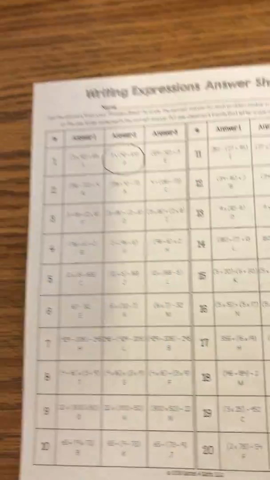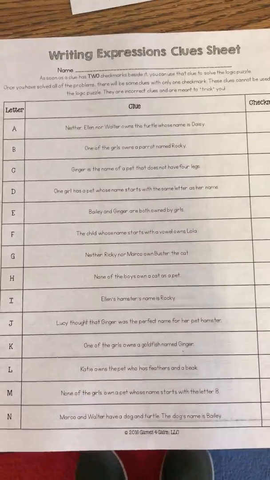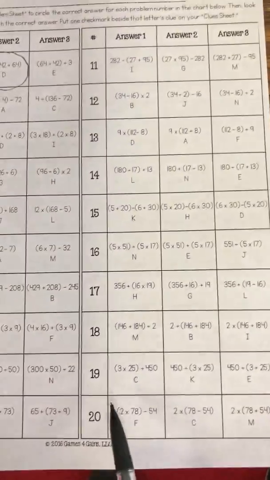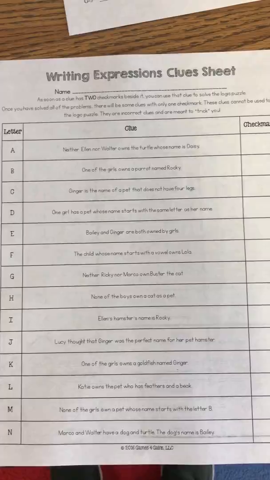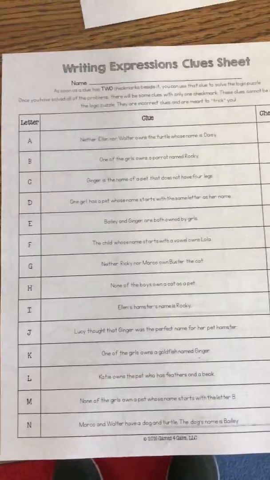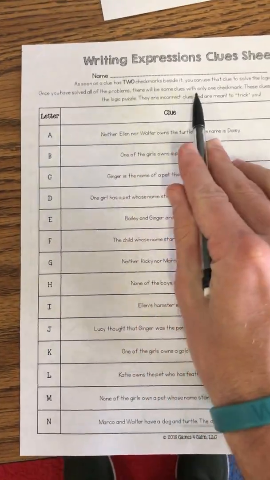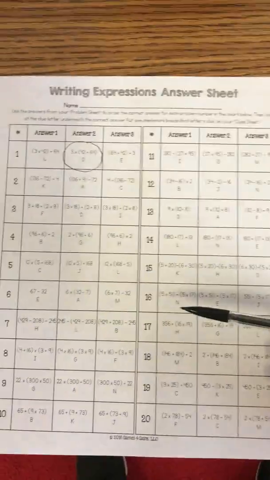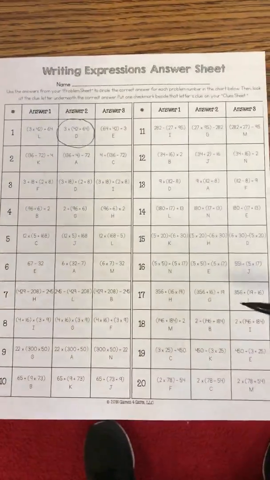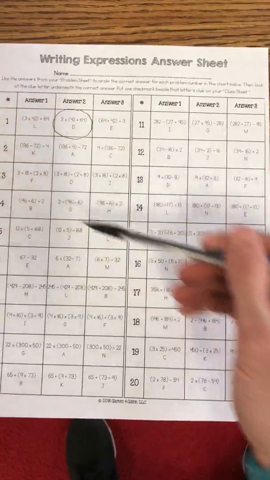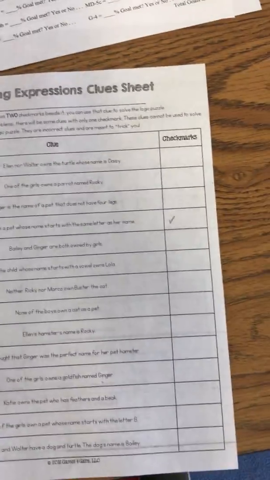Once you're done, then you go over to this page, the clue sheet. So after you've answered all 20, go to the clue sheet. On this clue sheet, it says, as soon as the clue has 2 check marks beside it, you can use that clue. So once you've solved all the problems, there will be some clues with only 1 check mark. So what that means is, you're gonna go back to this sheet. You will have 20 different letters circled. 1 here, 1 here, 1 here, and all the way through 20. Every time you see that letter, you go put a check mark in that box for that letter.